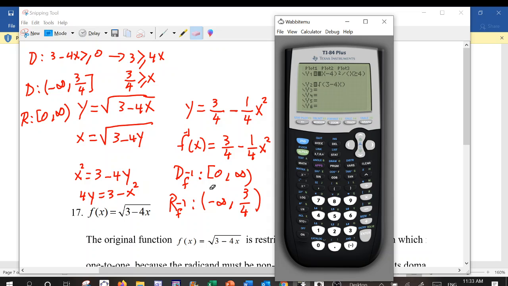X greater than or equal to 0. Because we want to graph this, but we want to graph it in this domain. So let me erase that. Now don't forget to put the function in the parentheses.